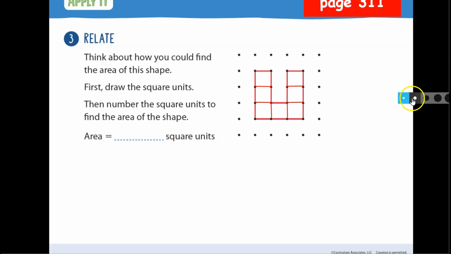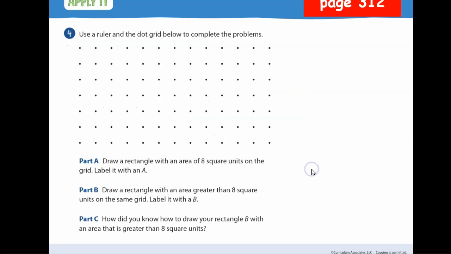Okay. 1, 2, 3, 4, 5, 6, 7. So what's the area? 7 square units. Okay. They're units right now because we don't know if it's centimeters, meters, or inches. Fabulous.